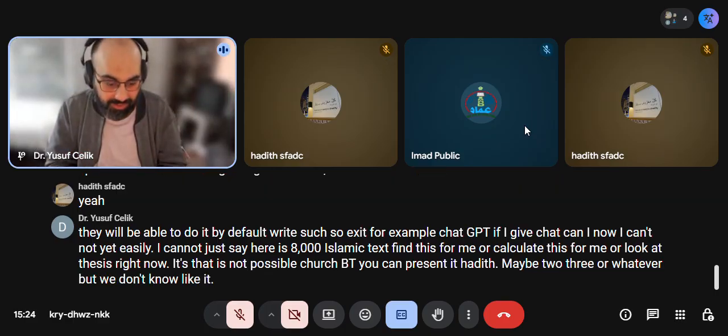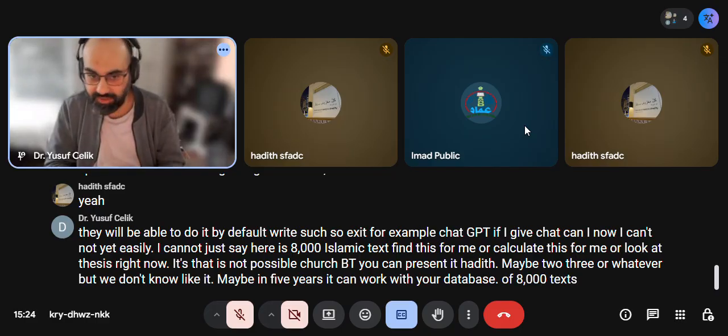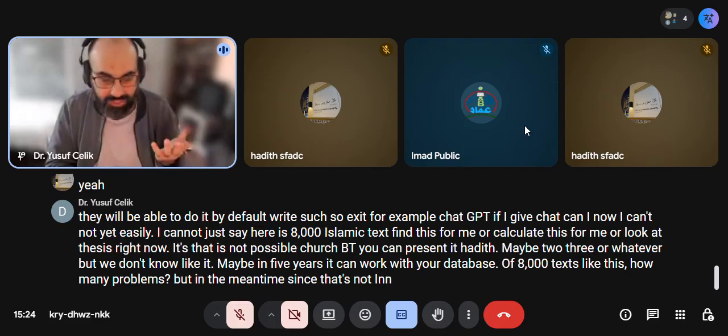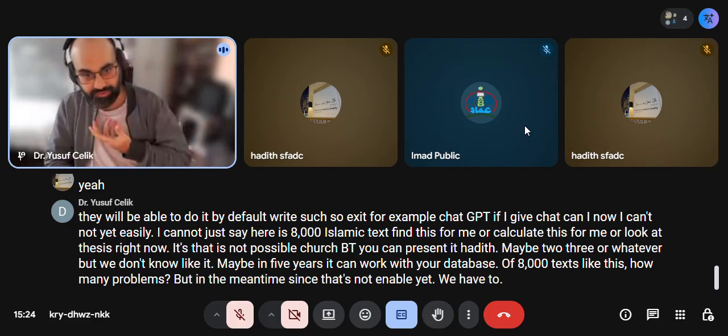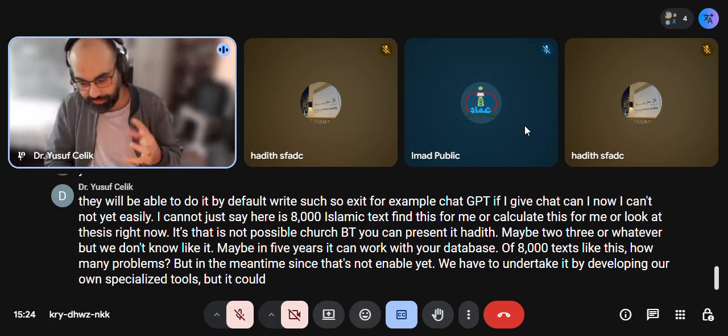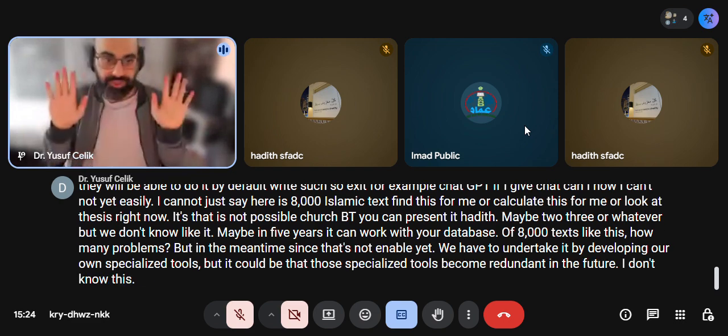But we don't know, like maybe in 5 years, it can work with your database of 8,000 texts like this without any problems. But in the meantime, since that's not available yet, we have to undertake it by developing our own specialized tools. But it could be that those specialized tools become redundant in the future. I don't know this yet.